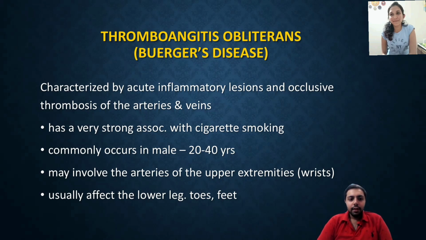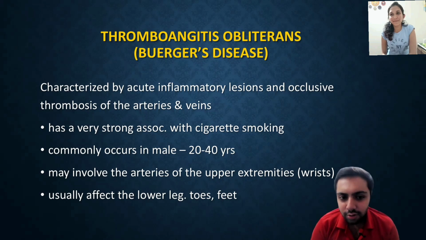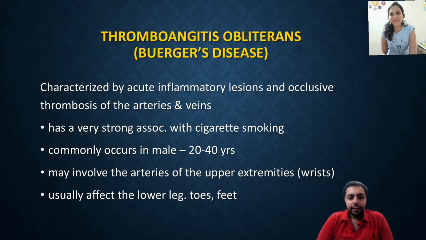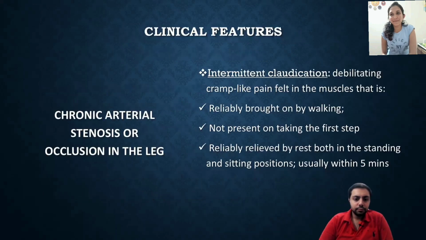Why? How? The patient has a very anxious look and he is in very severe pain. And from the body language only you can tell that he's having Buerger's disease because his legs will be hanging down from the bed. He won't be able to sleep. Basically, he will be sitting or he will hang his leg so that the pain reduces, and he won't be able to sleep at night also because of that pain. It commonly occurs in males 20 to 40 years, and upper arteries can be involved, but generally we don't see upper artery involvement. Usually lower leg, toes, and feet.